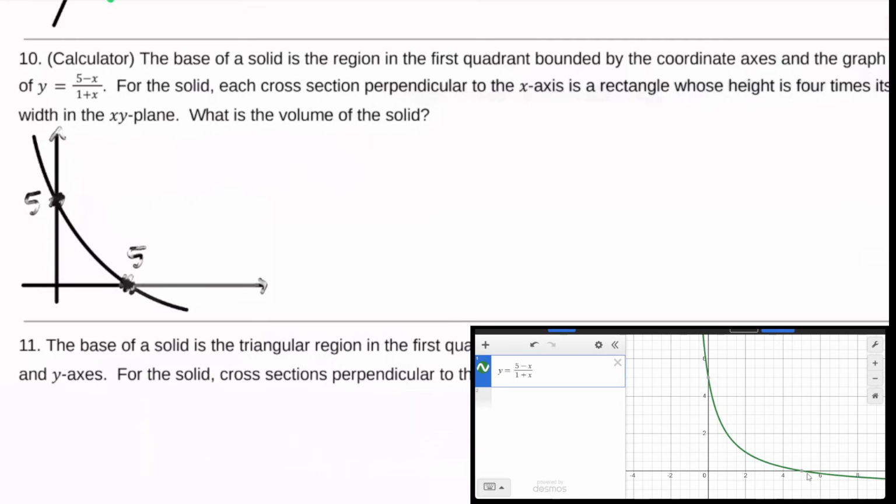But cross sections perpendicular to the x-axis are rectangles. Okay, so that's going to be the base of the rectangle. The height is 4 times its width in the xy plane. I'm going to call that width. Width is going to be top minus bottom. That's just 5 minus x over 1 plus x, because it goes down to the x-axis, which is y equals 0. Height is 4 times the width.